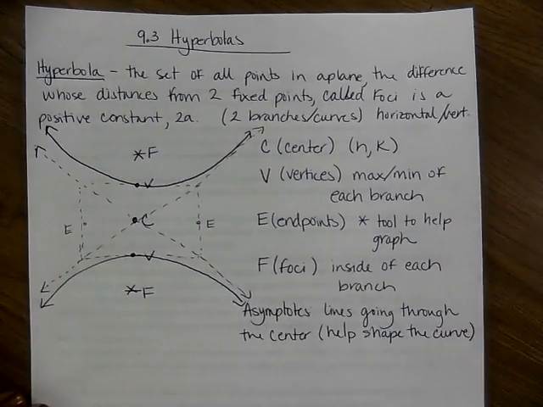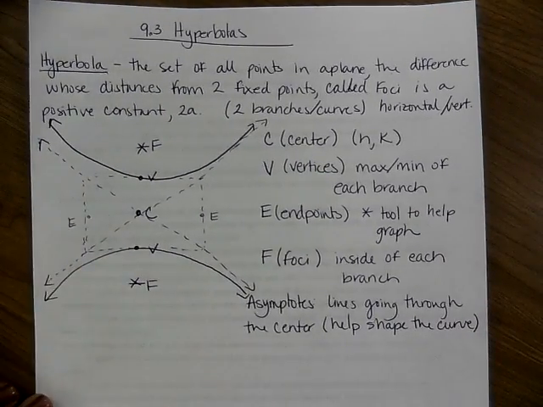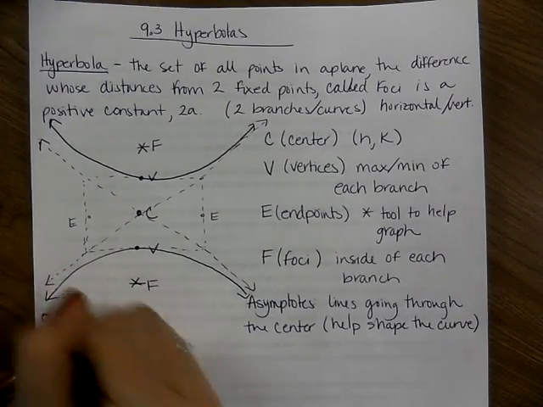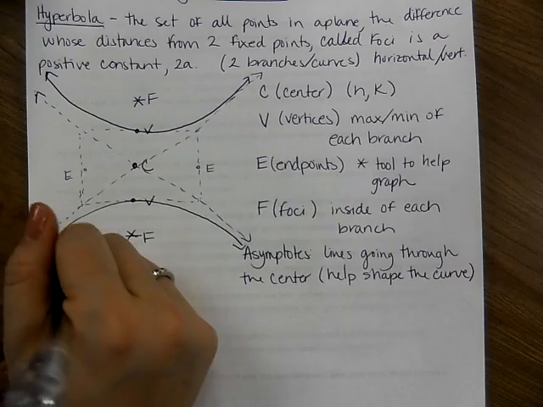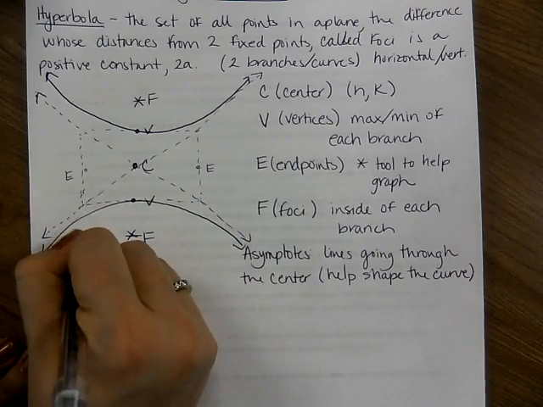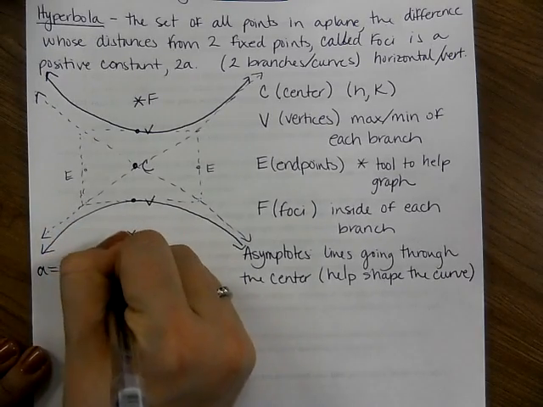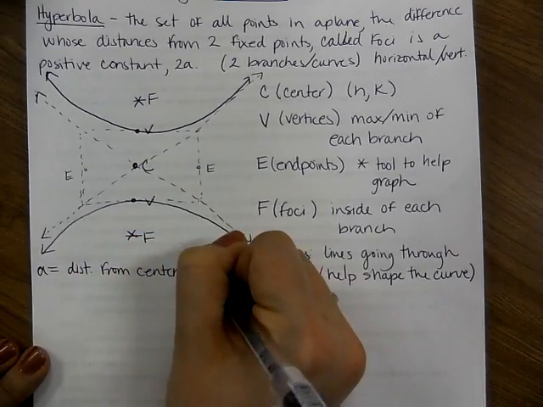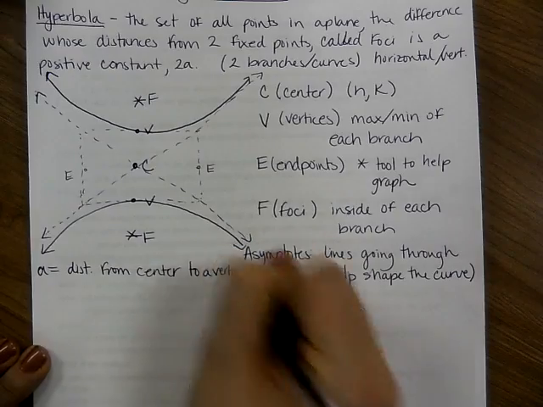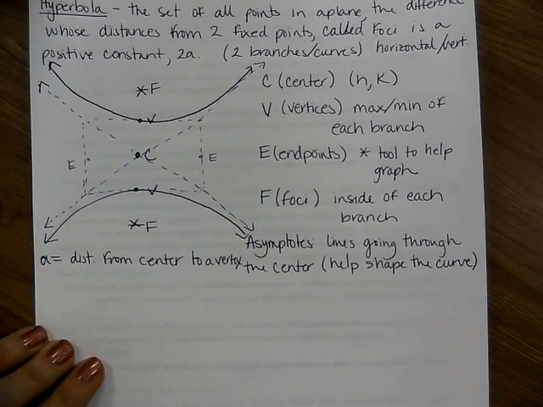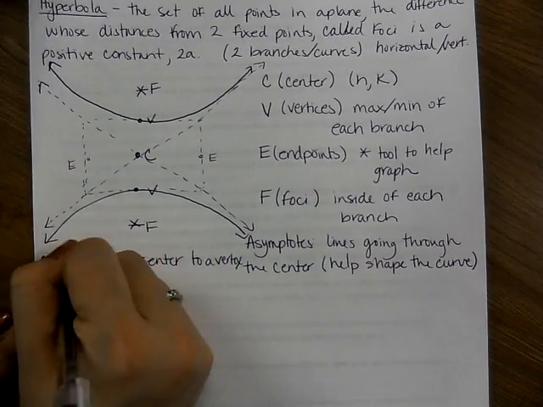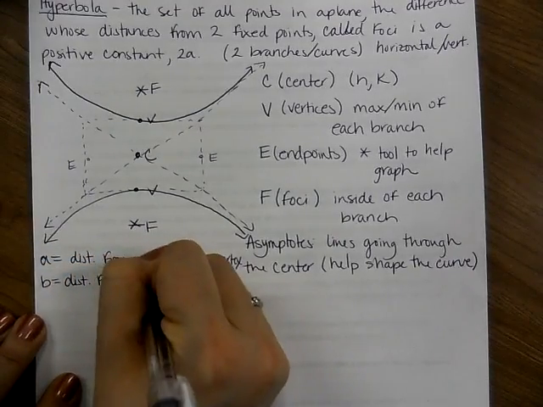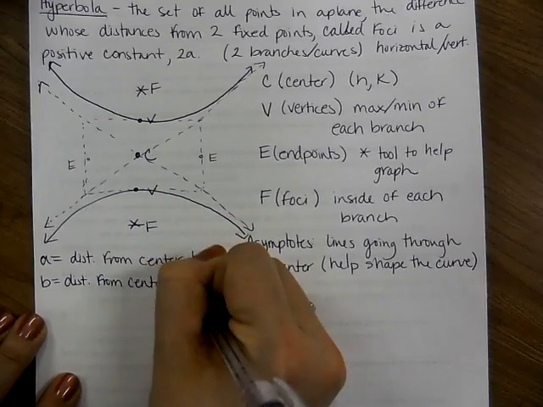So A, we still have A, B, C, and D. No, there's no D. A, B, and C. How about just that? I was going down the line. Okay, A is the distance from the center to a vertex. Okay? B is still the distance from the center to an endpoint.